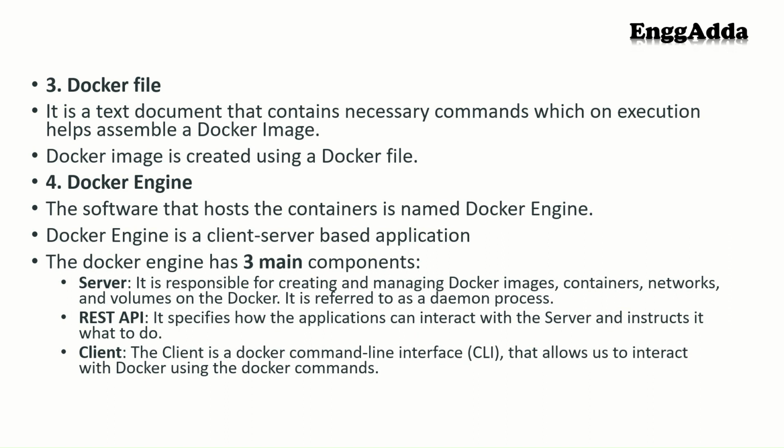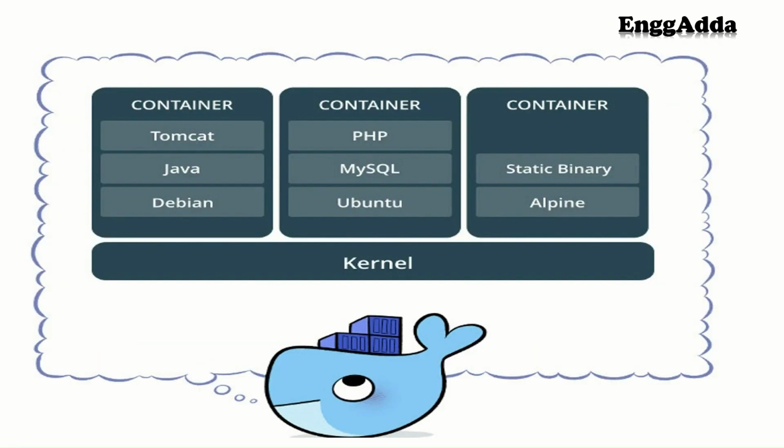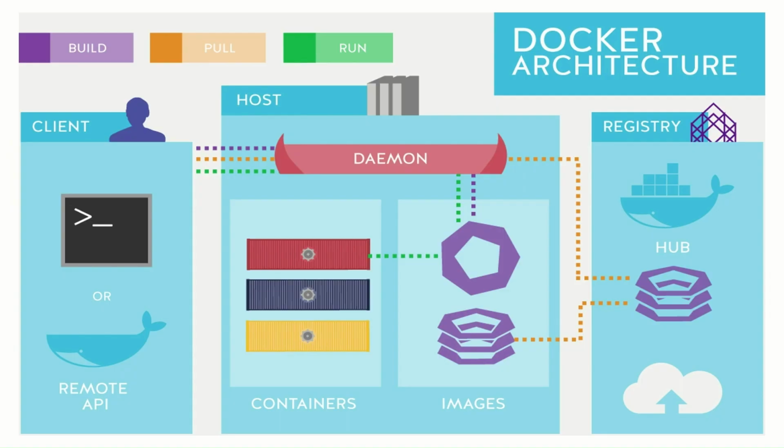Now coming to the Docker engine, the software that hosts the container is named Docker engine. In the architecture, I will show you what the host and the Docker daemon are. Docker engine is composed of three things. It's a client server based application. Docker engine has three main components: the server, the REST APIs, and the client. Let me go to the first slide and show you. Here you can see there is a host and there is a client, and using the REST APIs we communicate with the host through the client.